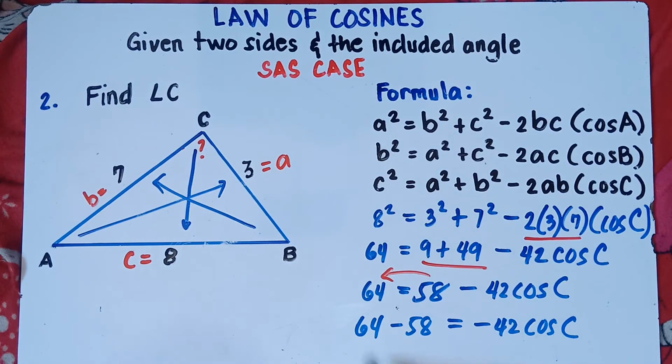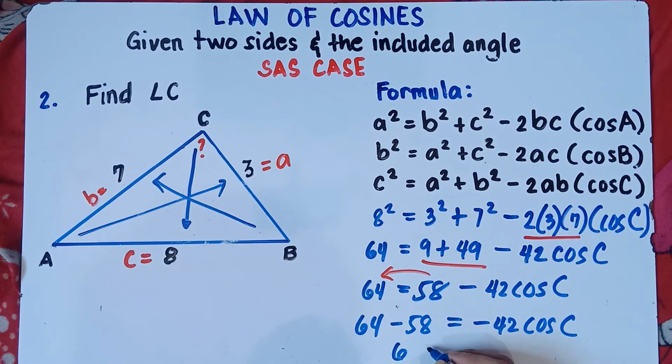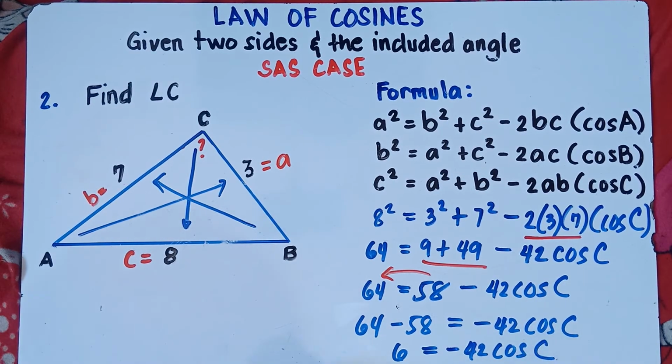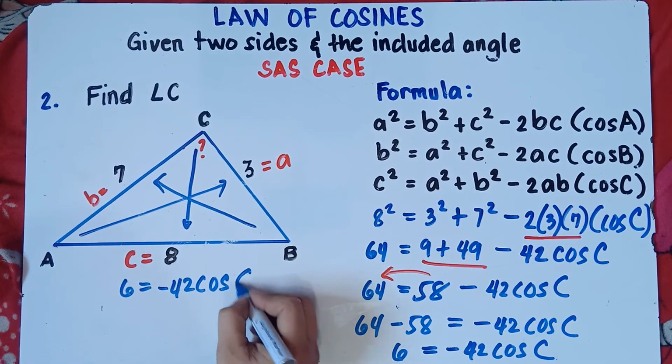Alright, so 64 minus 58. What's the answer, class? 64 minus 58, that is 6. So 6, you will have the same answer a while ago. So 6 equals negative 42 cosine C.